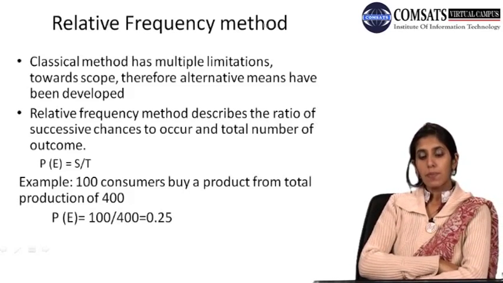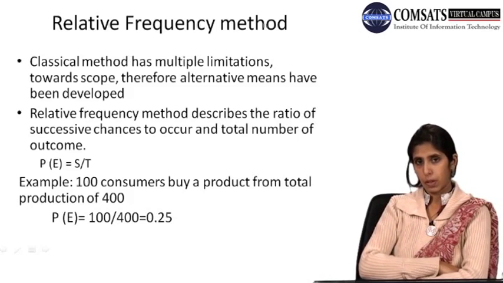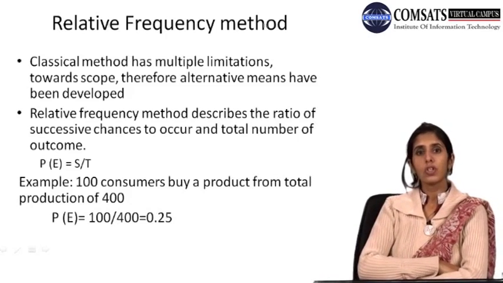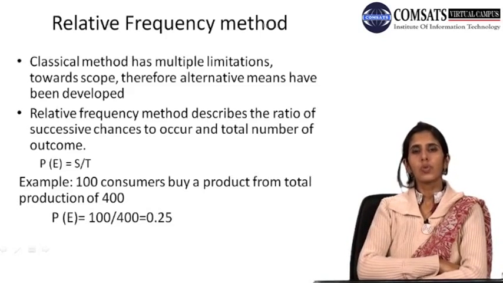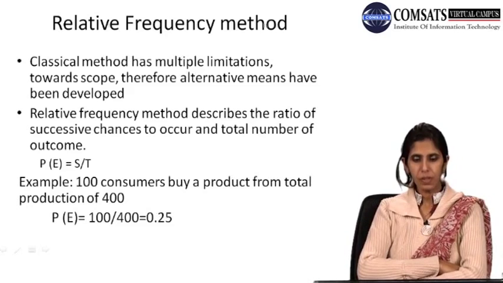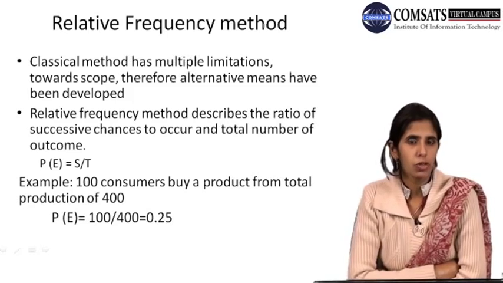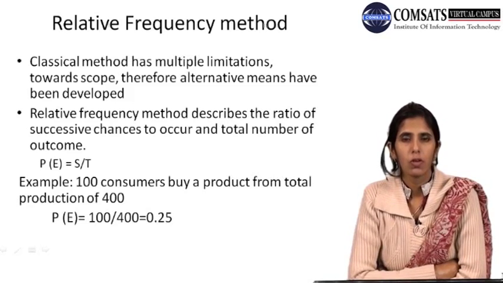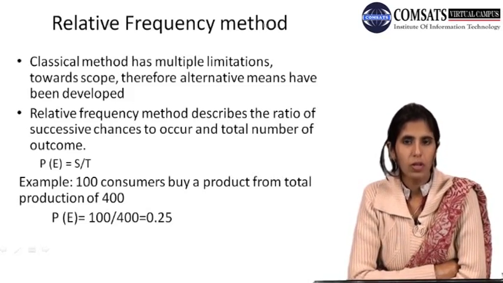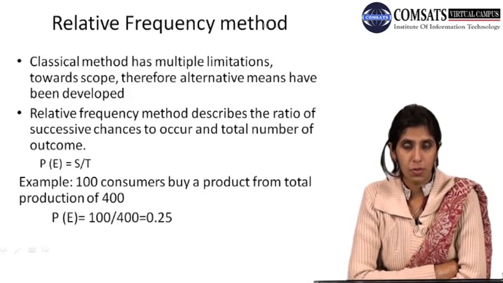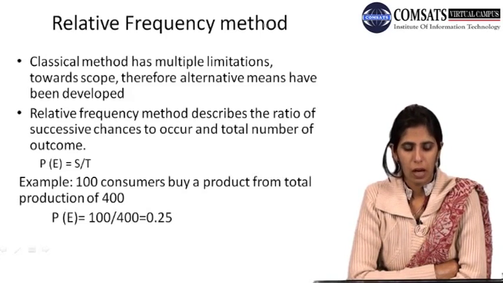The relative frequency method describes the ratio of successive chances to occur in the total number of outcomes. Now we need to know two particular fields. One is, what are the successive chances? What is the domain in which a successive outcome will be there, or this particular event will occur exactly? This is a successive chance. And we should know the total number of outcomes.